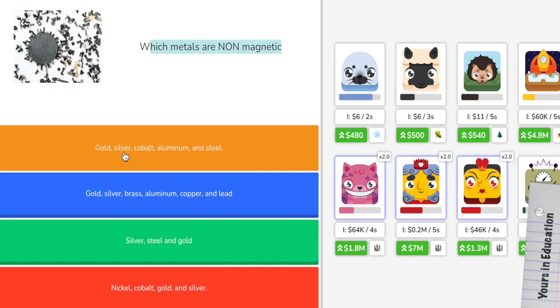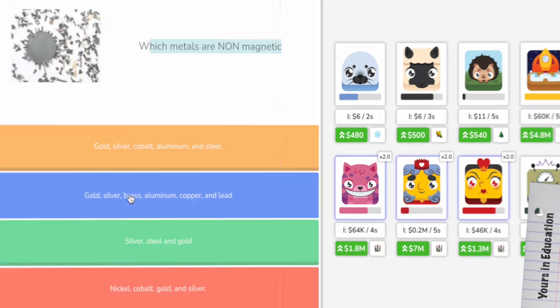Which metals are non-magnetic? Gold is non-magnetic, silver is not, cobalt is magnetic, so it's not it. Gold is not, silver is not, brass is not, aluminum is not, copper is not, and lead. I'm thinking it's blue. Silver is not, steel is magnetic, nickel is magnetic, so it's blue.